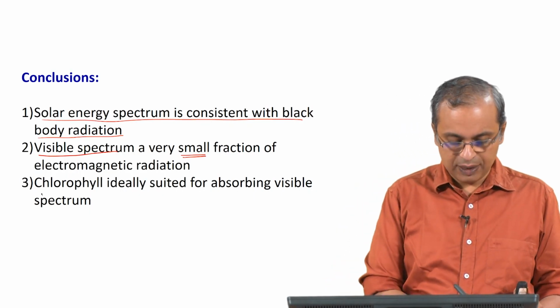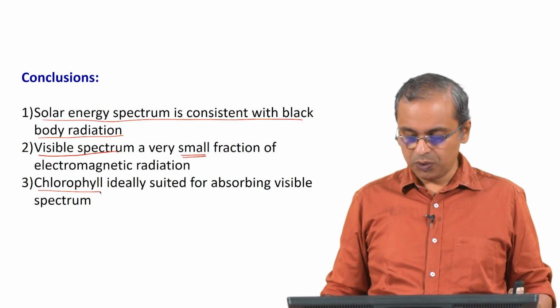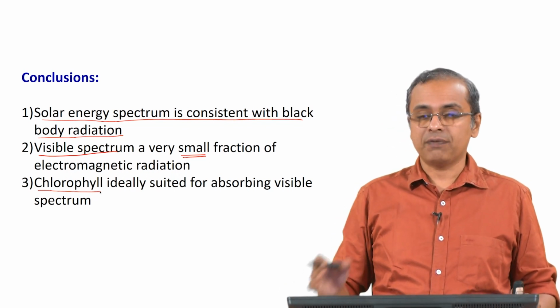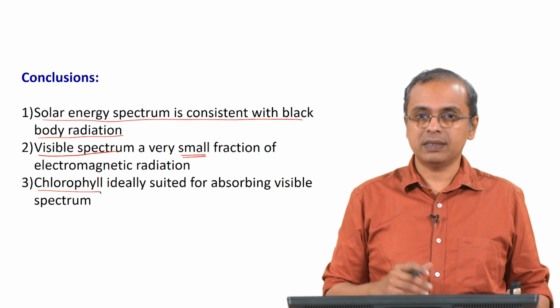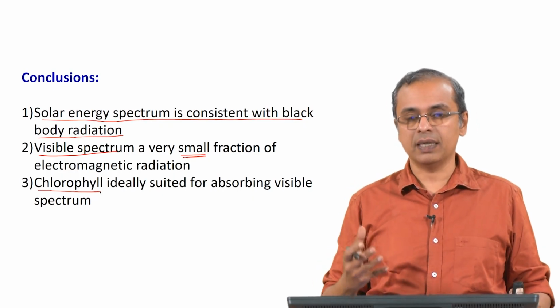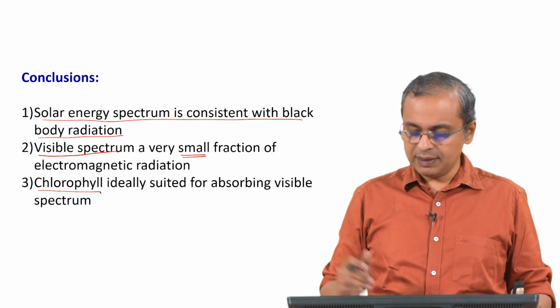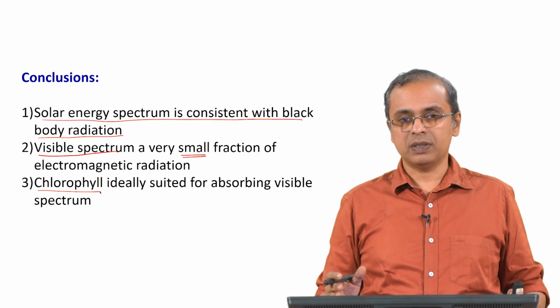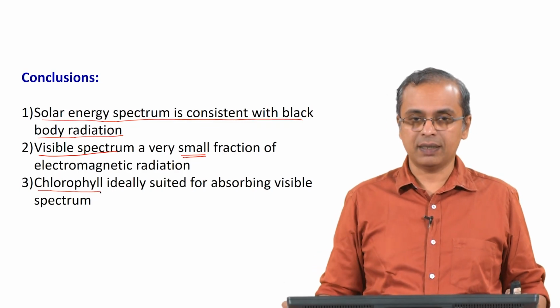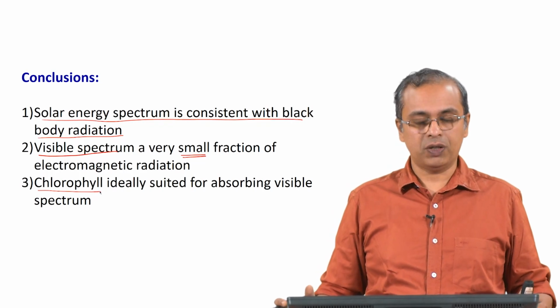And we also found that it so happens that the chlorophyll that is there in the plants is ideally suited for absorbing the visible spectrum, and therefore does a great job of capturing solar energy, doing photosynthesis, and creating the food that we are able to utilize. Okay. So, with these comments, I would like to conclude this class where we have looked at the electromagnetic spectrum in general and the solar energy spectrum in particular. Thank you.